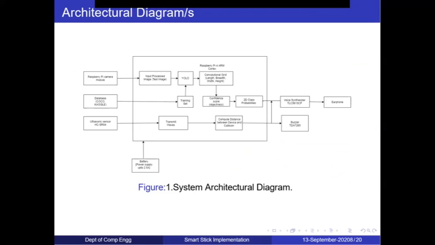Hello. So now I'm going to explain the architectural diagram of the system. We have divided it into three parts: input, process and output. In the input we are going to give the Raspberry Pi camera module. The camera module will contain all the images. We are also going to give a database and an ultrasonic sensor. These parts come under the input.